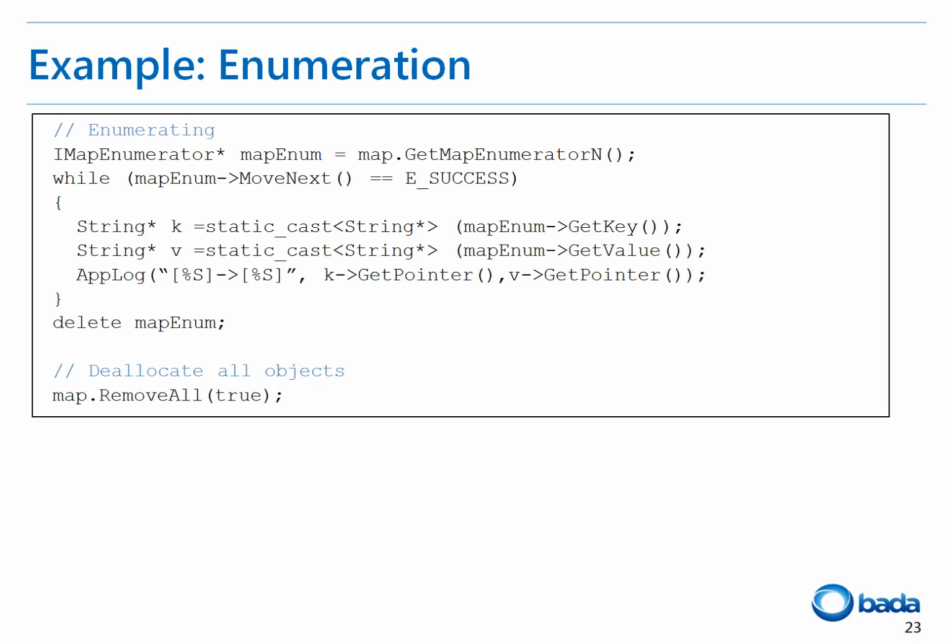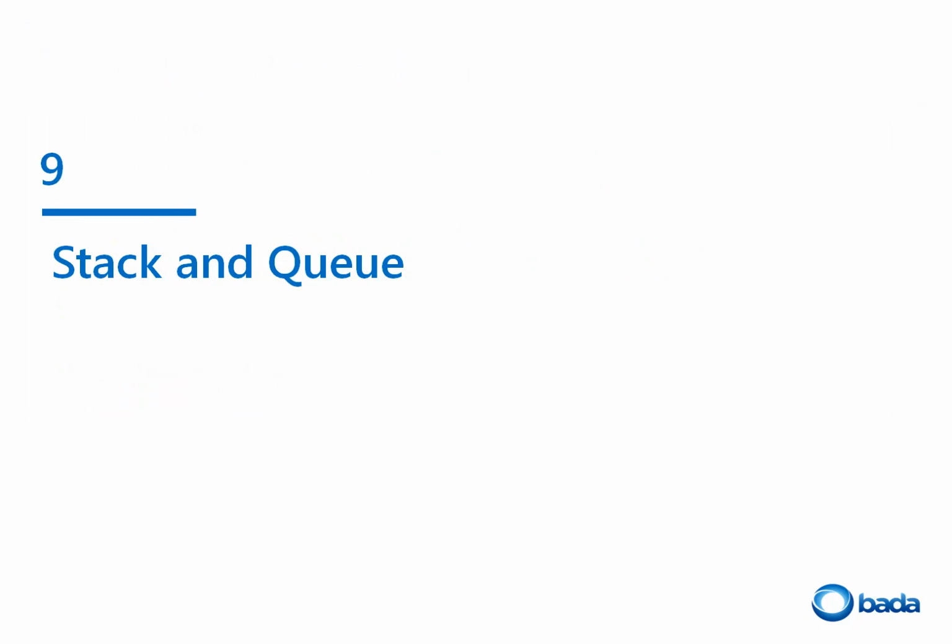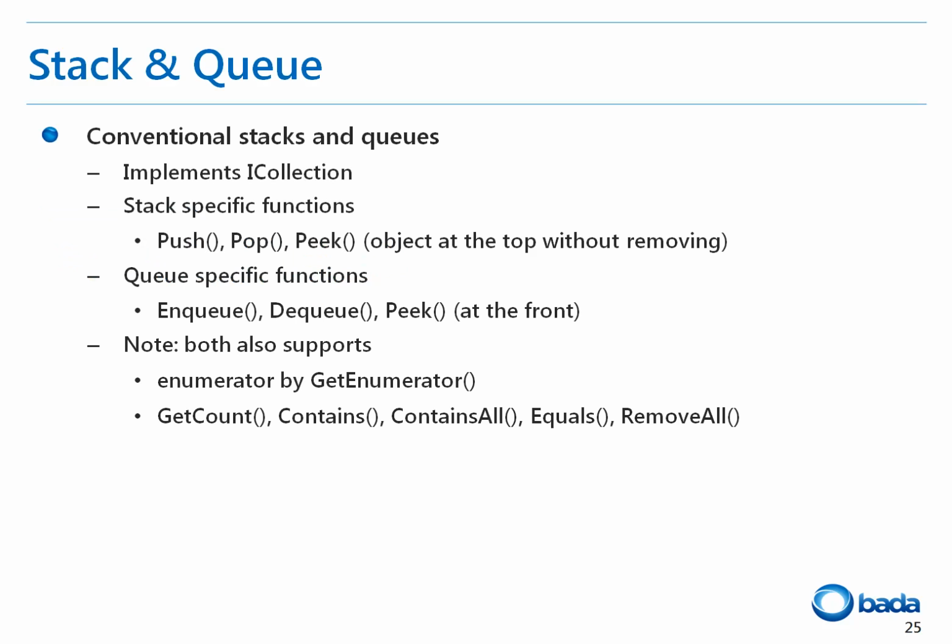In line 1, we're retrieving the map enumerator from the hash map instance. Then, inside the while loop, we are traversing each element and retrieving the corresponding key and value. In the last line, we're removing all the elements from the hash map and releasing the memory allocated to each element. In the coming slides, I'll discuss the most common data structures, stack and queue.